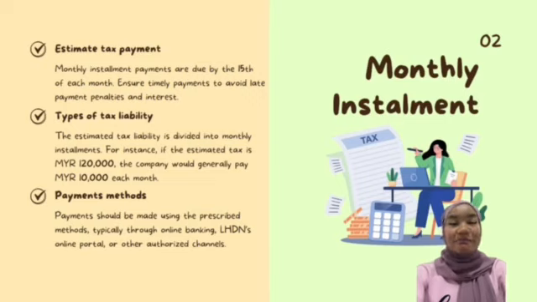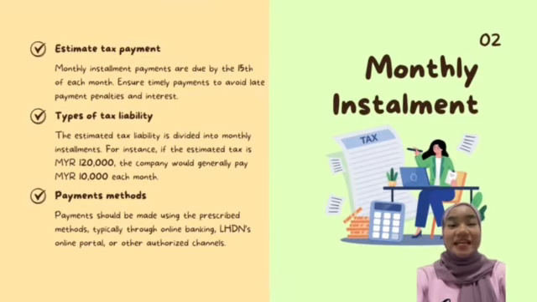Payment should be made using the prescribed methods, typically through online banking, the LHDN online portal, or other authorized channels. Monthly installment payments are due by the 15th of each month, so ensure timely payments to avoid late payment penalties and interest.